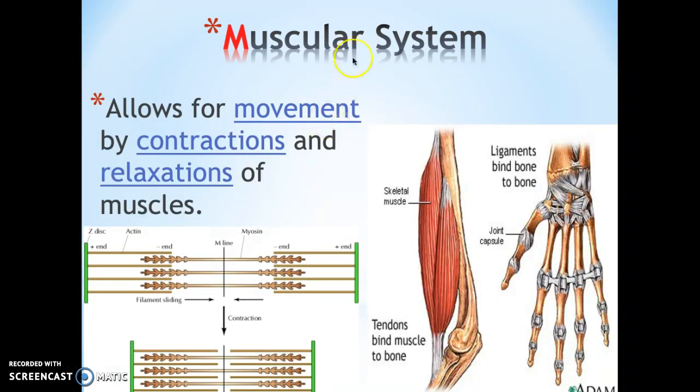So the next one is the muscular system, and the job of the muscular system, it says here, is that it allows for movement by contractions and relaxations of muscles. So every single muscle in your body has the ability to contract and relax. And this is why we are able to move.